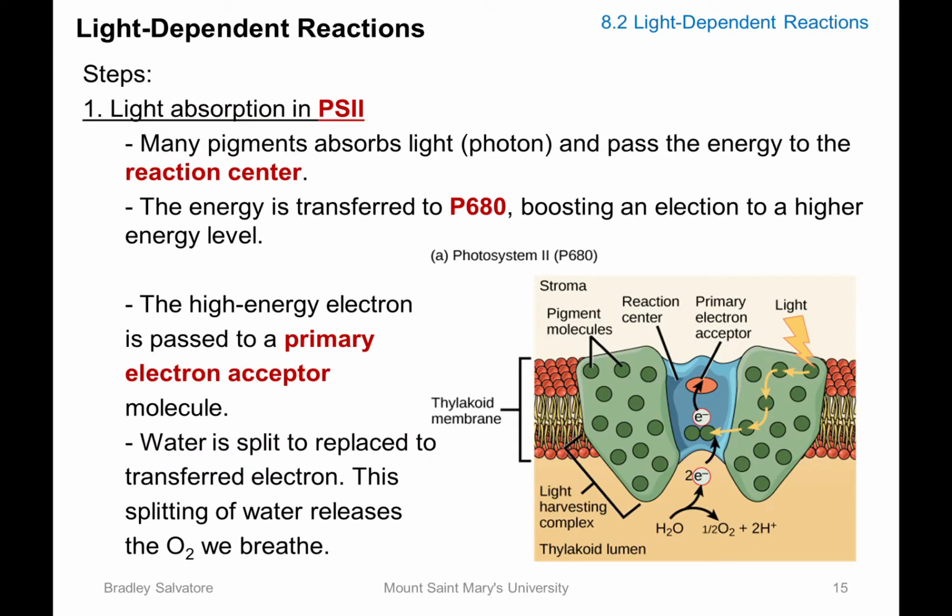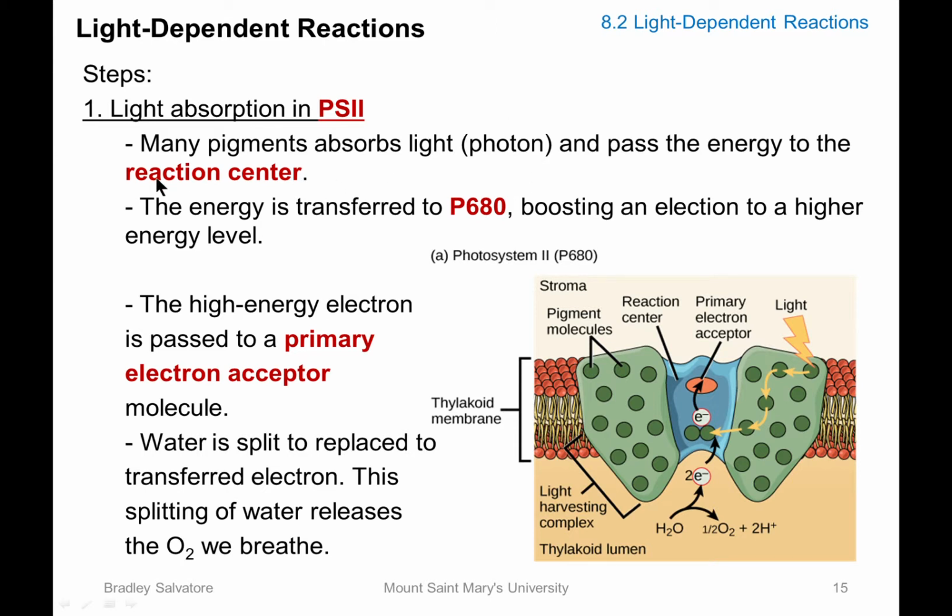So we will go through each step of the light-dependent reaction, starting with photosystem 2, then an electron transport chain, then photosystem 1, and then the rest of the electron transport chain. And we'll see in action how they absorb light and actually produce ATP and NADPH.